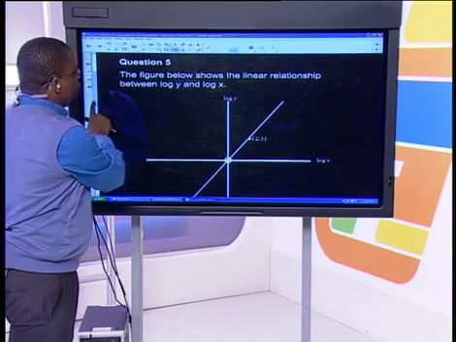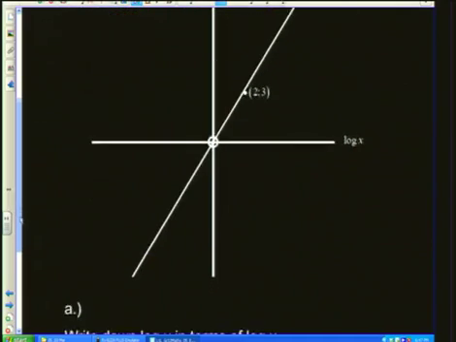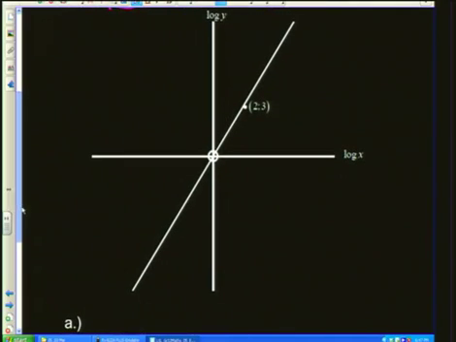So you move on to question number 5. The figure below shows the linear relationship between log y and log x. And you're given a point (2, 3), and this linear function passes through (0, 0). Now let's try and make this a bit simpler. If I give you something like this, and this is your y, this is your x.